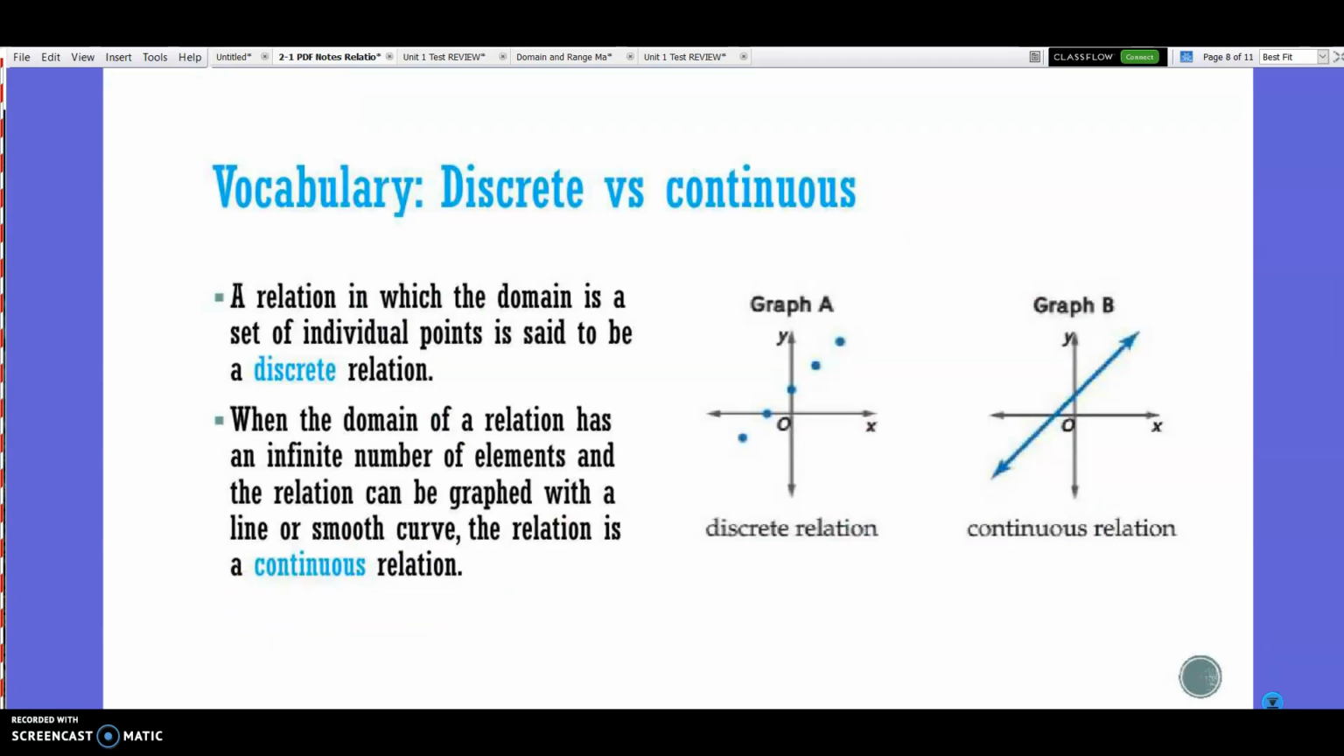All right, discrete versus continuous. A relation in which the domain is a set of individual points is said to be discrete. If you have to pick up your pencil to draw the graph, right here I would have to pick up my pencil to draw the different points, then that is a discrete relation. If you can draw the entire graph without picking up your pencil, then it is continuous. So this is an example of discrete. Discrete, you have to pick up your pencil. Continuous, you don't have to pick up your pencil. If you can trace that graph without picking up your pencil, then it's continuous. If you cannot trace your graph without picking up your pencil, it's discrete.